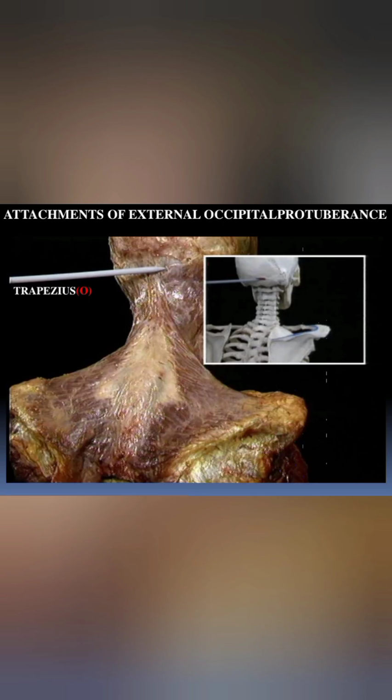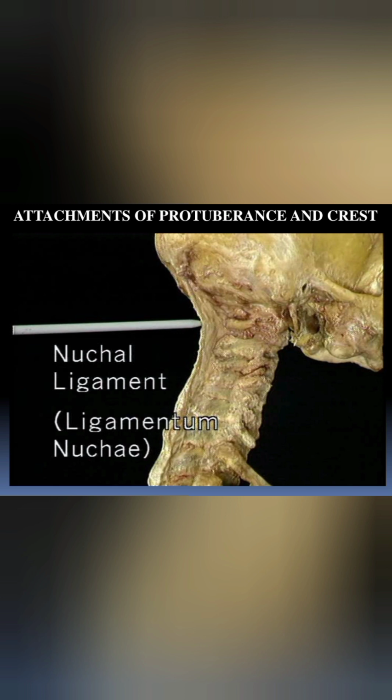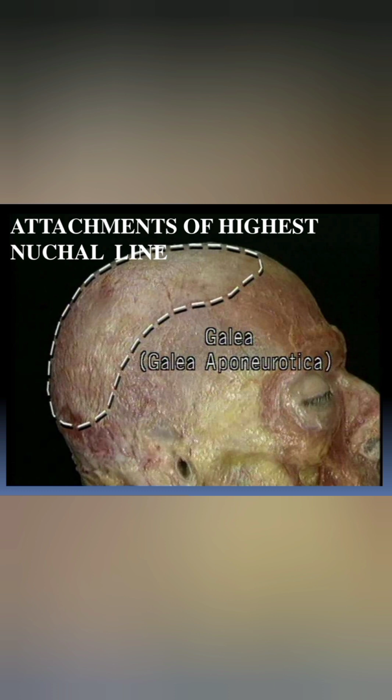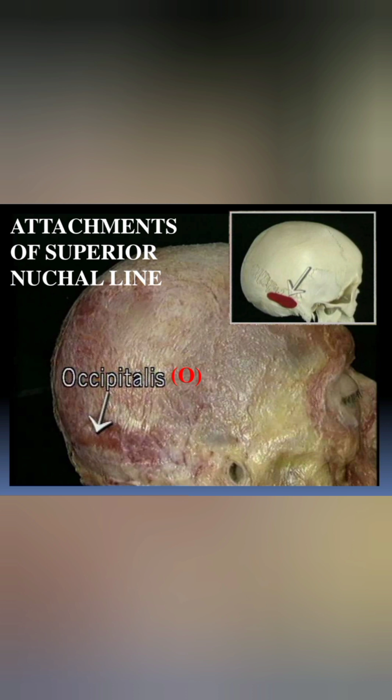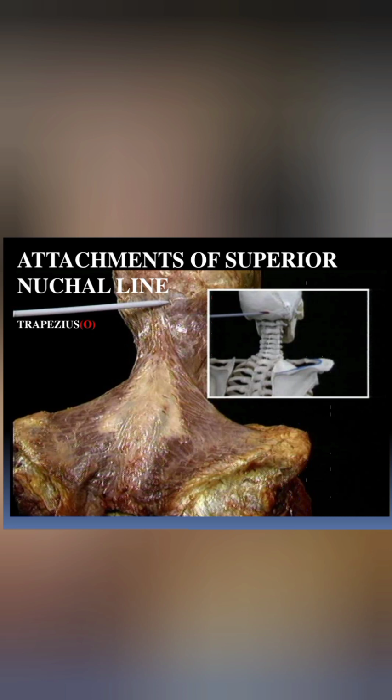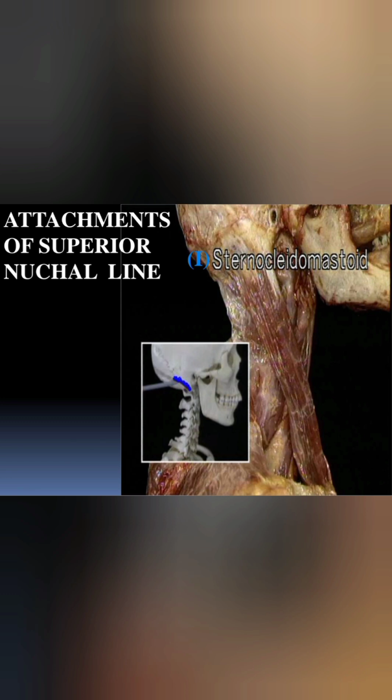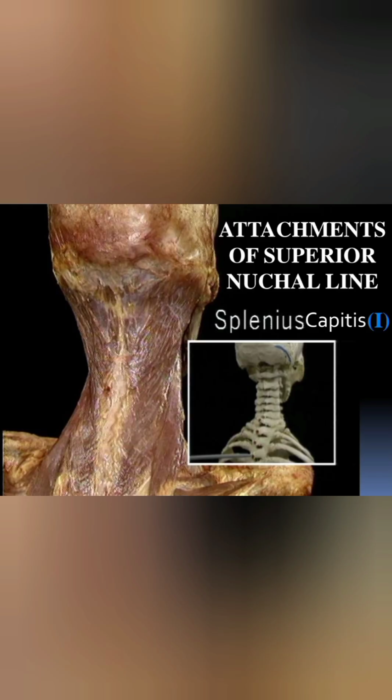Muscle attachments of the external surface are: trapezius muscle takes origin from the external occipital protuberance. Nuchal ligament is attached to the external occipital protuberance and the external occipital crest. It gives origin to the trapezius muscle. Highest nuchal line gives attachment to an aponeurosis called galea aponeurotica. Superior nuchal line gives origin to the occipital belly of occipitofrontalis. Trapezius muscle also takes origin from the superior nuchal line. Sternocleidomastoid muscle is inserted to the superior nuchal line. Superior nuchal line also gives insertion to the splenius capitis.